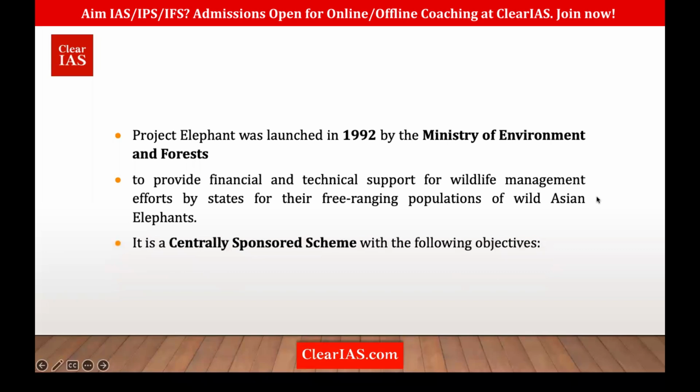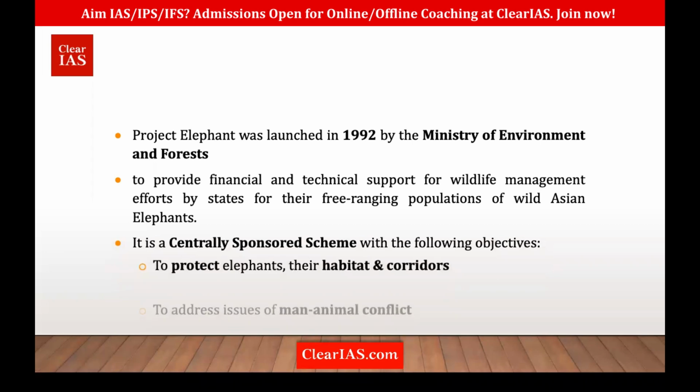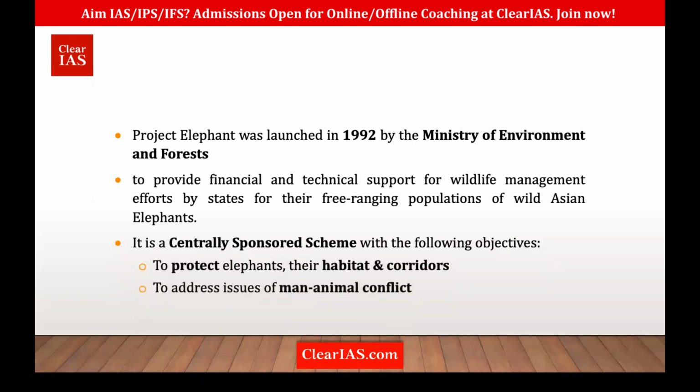It is a centrally sponsored scheme, and its main objectives are to protect elephants, their habitats and corridors, to address the issue of man-animal conflict, and also the welfare of captive elephants. Conserve both wild as well as captive elephants. So remember its objectives. The main one is to protect elephants, their habitats and the corridors. It's not just the habitat, elephant corridors are also conserved.